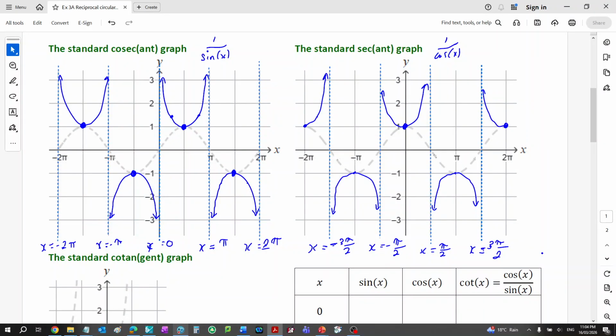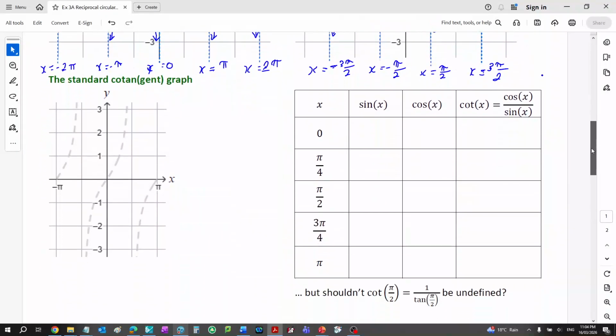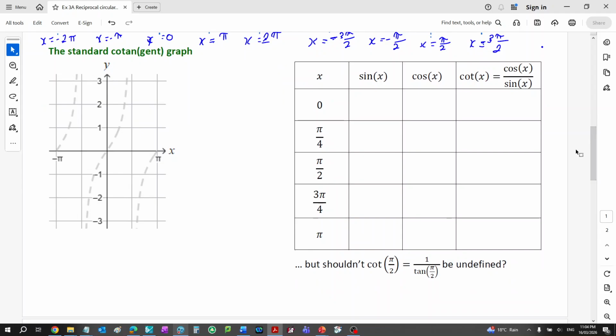Okay, so we've got a cosec graph and a sec graph. Moving down here to our cotangent. Draw yourself a table. As such, we're just going to look at using this table to help us in sketching our cotangent graph. So if I'm looking at sine x, sine of 0 is 0, sine pi on 4 is root 2 on 2, sine pi on 2 is 1, sine 3 pi on 4 is root 2 on 2, and sine of pi is also 0.